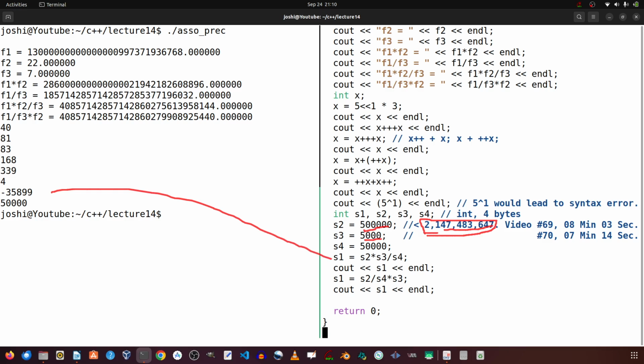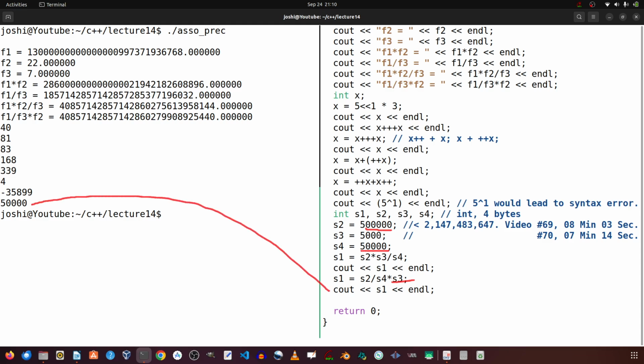Whereas in this case, I have divided first to make it smaller. So 5 lakhs divided by S4. What is the result? 10. These 4 zeros will cancel, and 50 divided by 5 would give you 10. Now 10 multiplied by S3, which is 5,000, is 50,000. So this is the correct result being printed here.